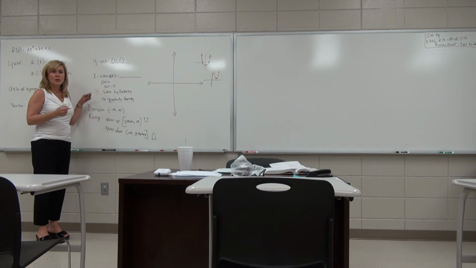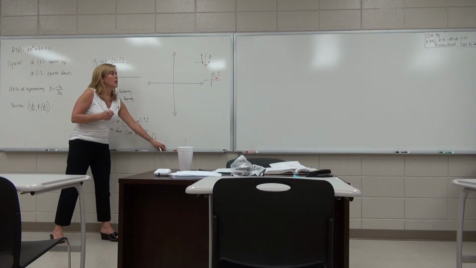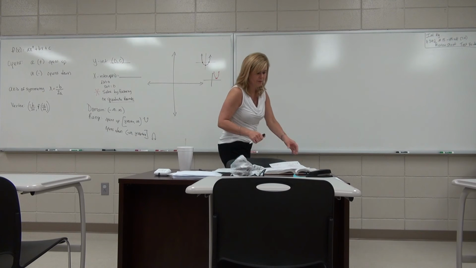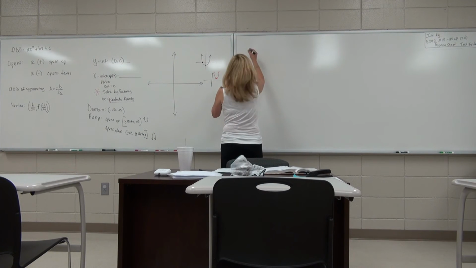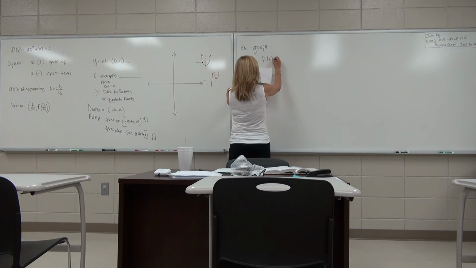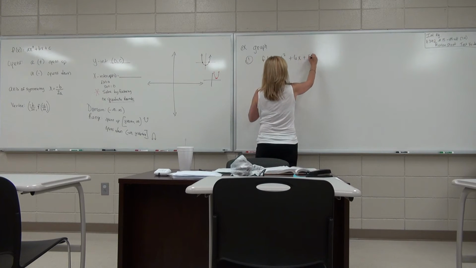I'm kind of nice to you, and most of the ones I give you, you will be able to solve by factoring. But I do want you to know, if it's non-factorable and has an i in it, it will not have any x-intercepts. Alright, so now let's look at an example. Let's say I tell you I want you to graph the first one, f of x is equal to x squared plus 6x plus 5.